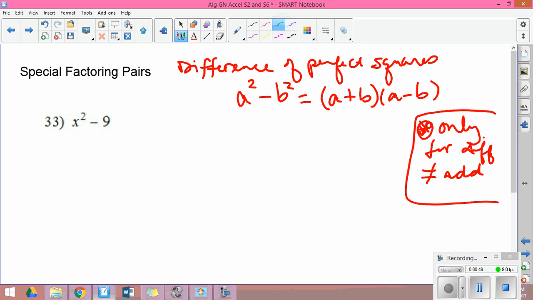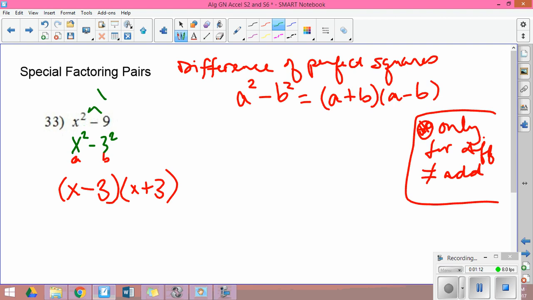So what I want to do is I want to think about this as really x squared minus 3 squared. So then the x is my a, the 3 is my b, or the square root of x squared is x, square root of 9 is 3, and the same two numbers with a plus sign. Now why a plus sign? From a typical trinomial, we're missing that x term. Well, the reason we're missing it is it was 0 times x, and we don't write 0.